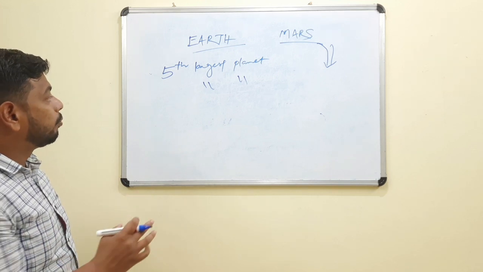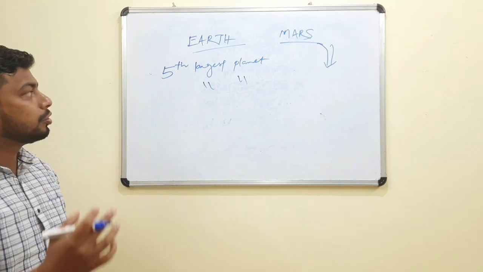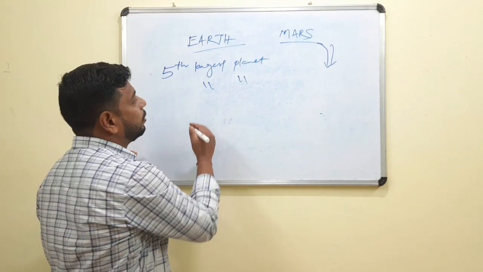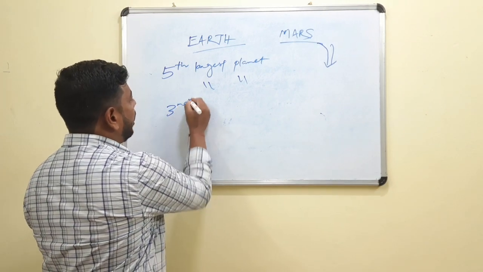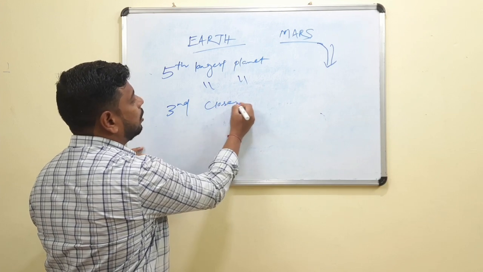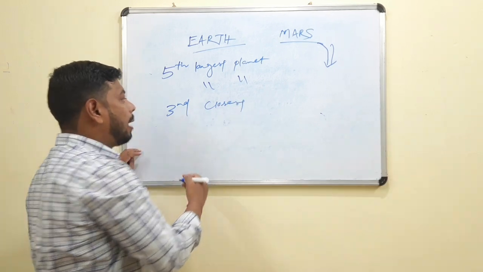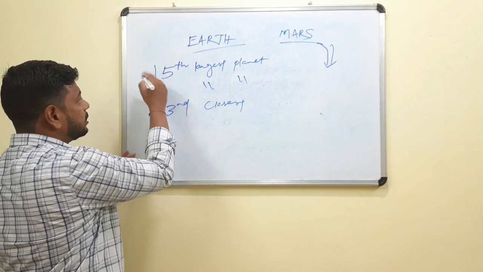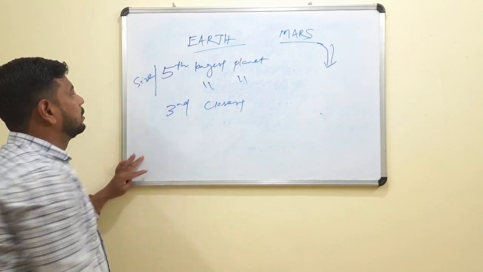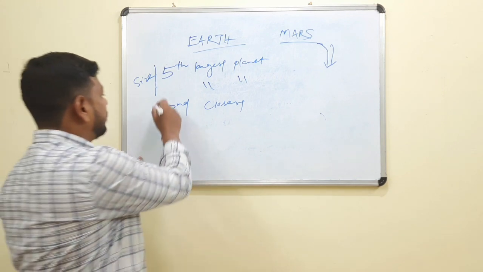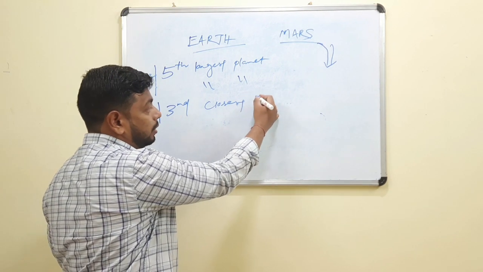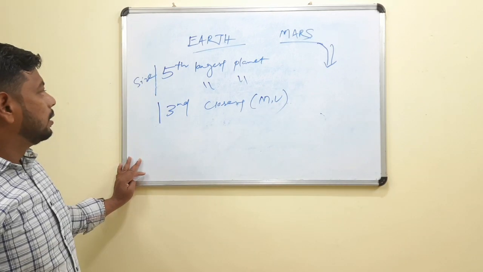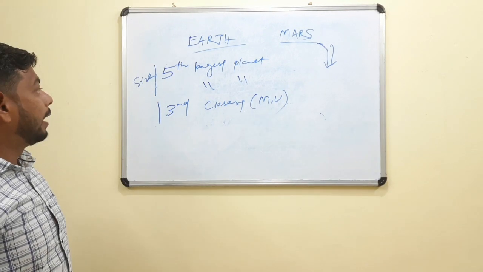Next, from the sun, it is the third closest planet to the sun, after Mercury and Venus. All these are on the basis of size I told, guys. And this is the third closest to the sun after Mercury and Venus.